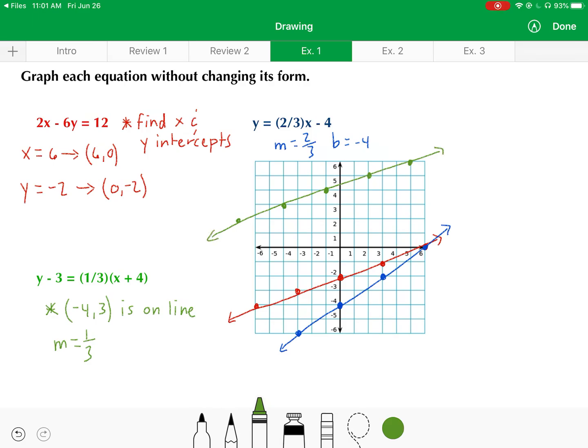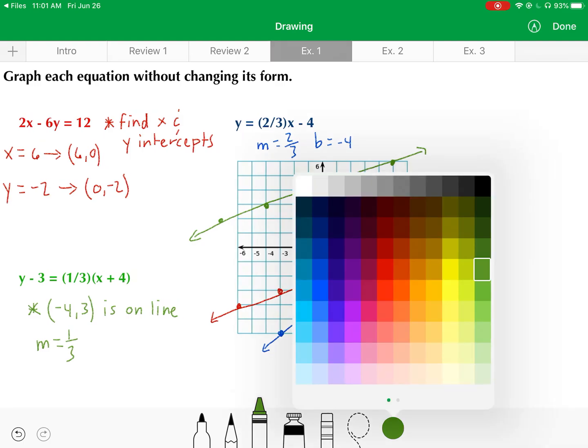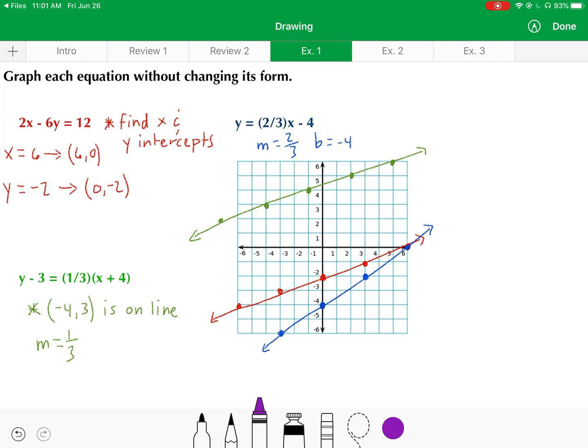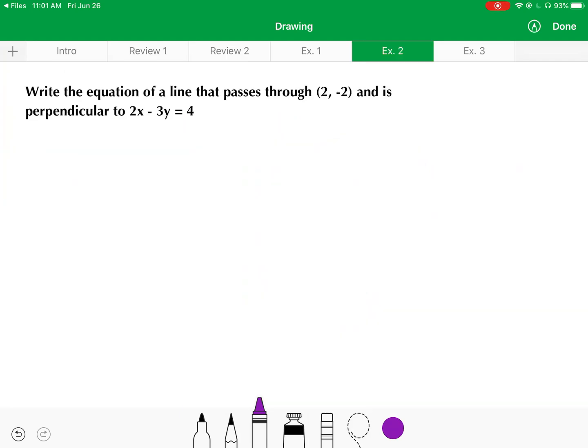And there we go. All right, now one other interesting thing to note here after we have all these graphed is look at the green and red lines there. Those are parallel lines. They have the same slope. Okay. All right, moving forward.